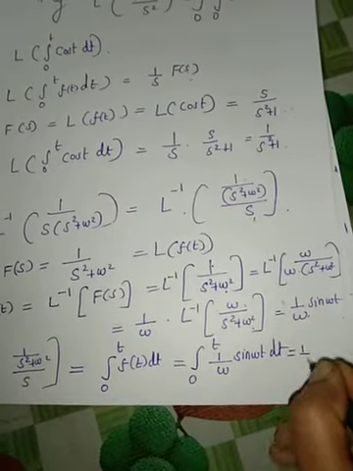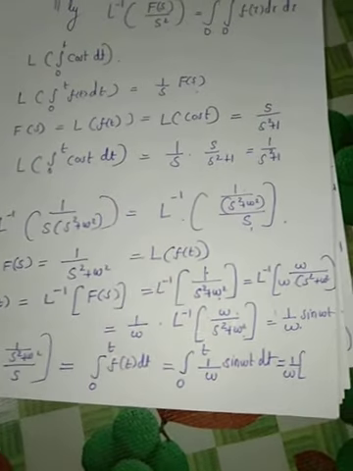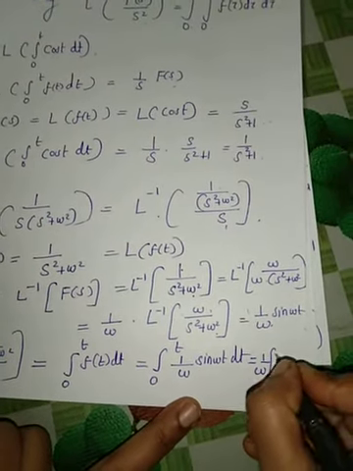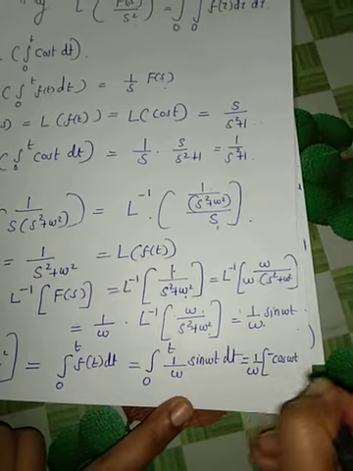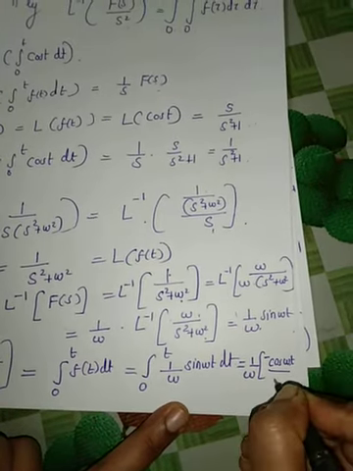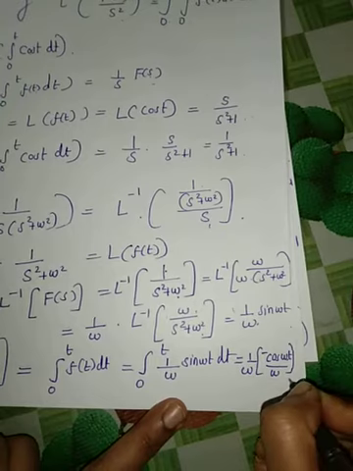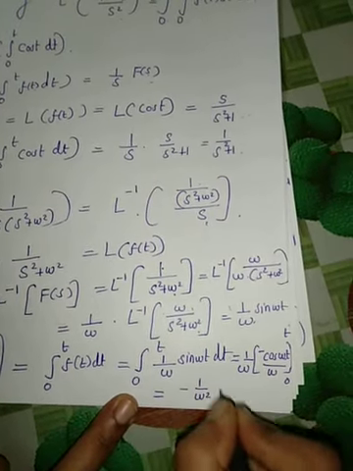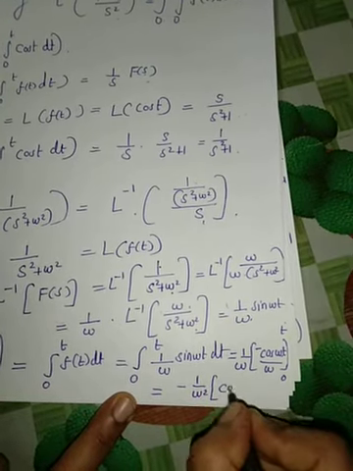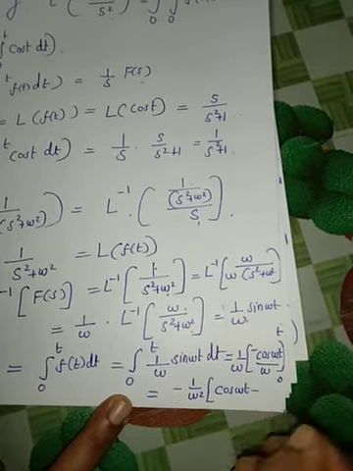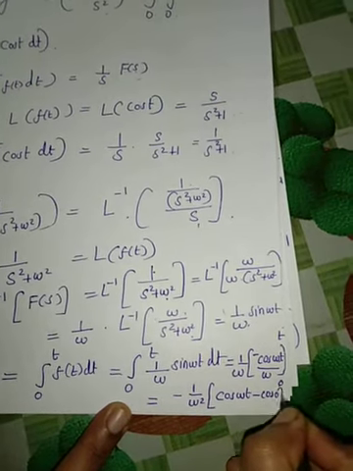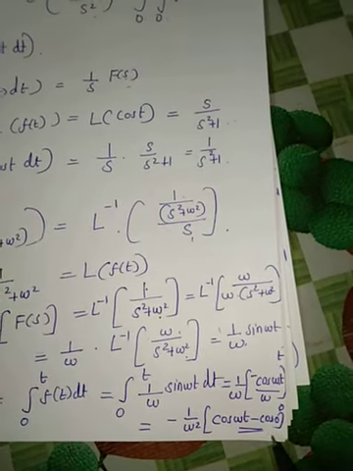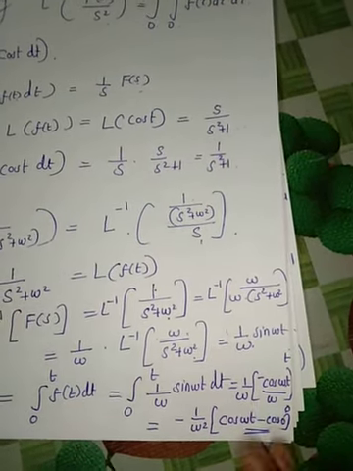That is equal to 1 by w into, what is the integral of sin wt with respect to t? The integral of sin wt with respect to t is minus cos wt divided by the derivative of wt with respect to t, which is w, varying from 0 to t. That is minus 1 by w square into, applying the upper limit, cos wt minus, at t equal to 0, cos 0. This is our final answer: minus 1 by w square into cos wt minus cos 0. Cos 0 is 1.